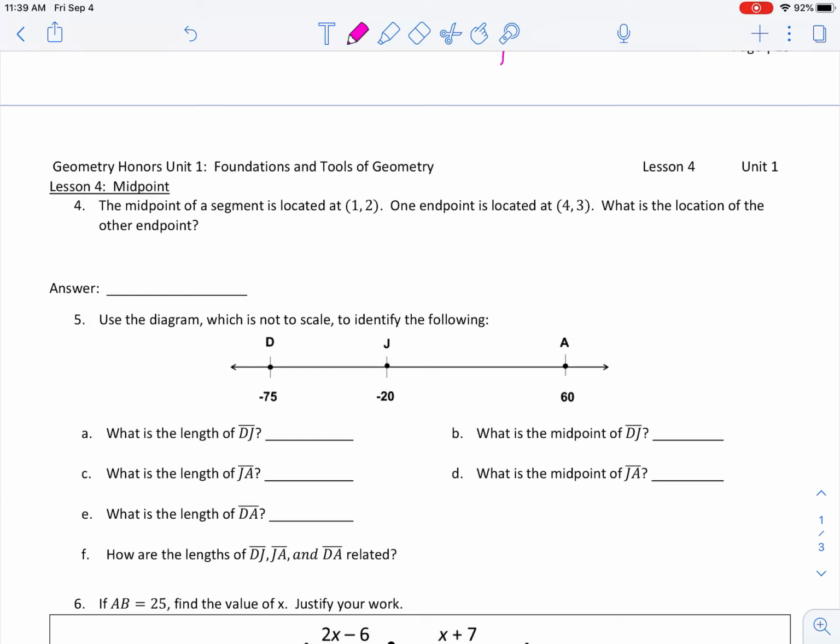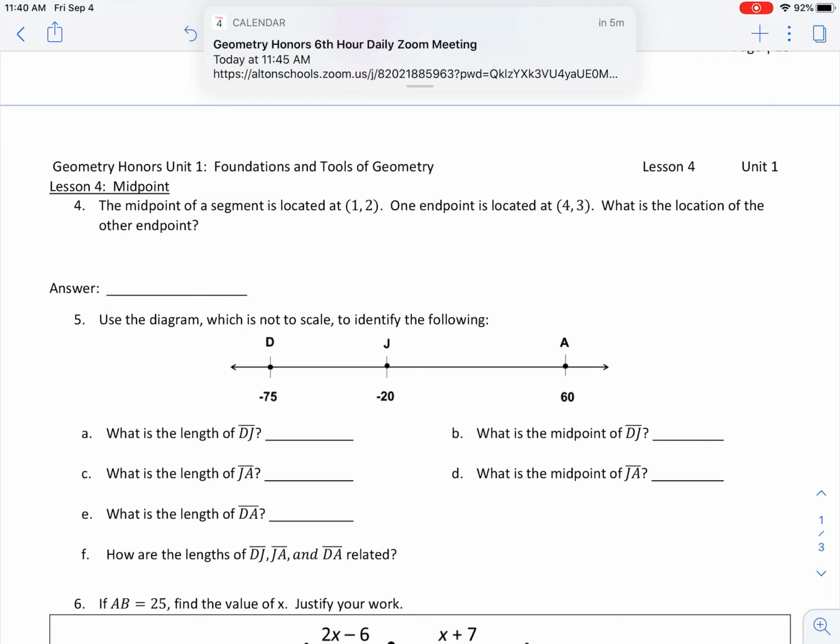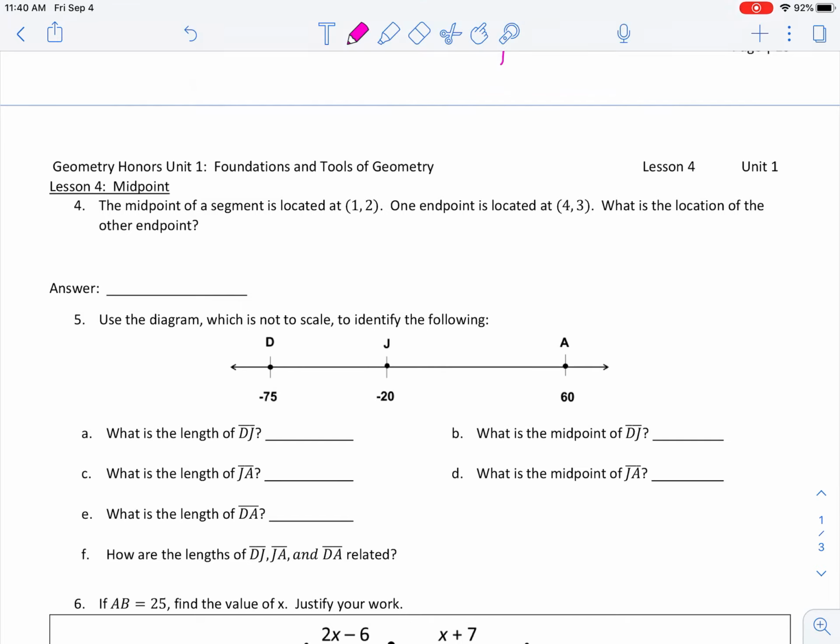Okay, example 4. Let's read example 4 carefully. The midpoint of a segment is located at 1, 2. So right there, this is already a little bit different because we have the midpoint. We have one of the endpoints at 4, 3. What is the location of the other endpoint? So here, we're going to have to work it backwards, okay?